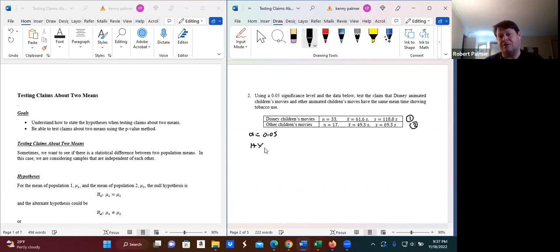Let's write our hypotheses. So our H0, once again, like before, is that the population means are equal. But our alternate hypothesis, either called H1 or HA, says, test the claim to have the same mean time showing tobacco use. So actually, in this case, it's another case where the claim is the same as the null hypothesis, and it also doesn't mention anything being greater or less than one or the other. So here we'll say that the alternate hypothesis is that mu1 is not equal to mu2. And we'll see if there's enough evidence to reject the claim.